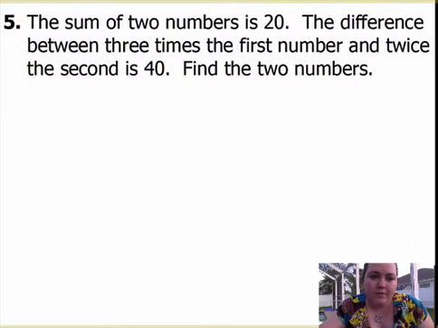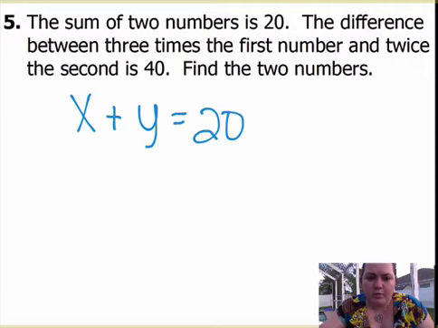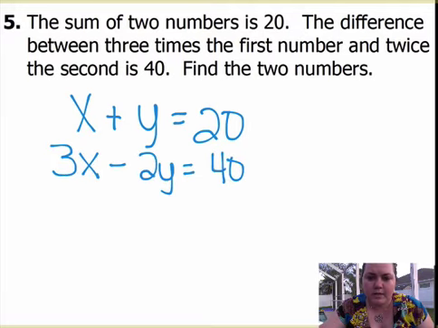Alright, number 5. The sum of the two numbers is 20. So if I add two numbers, I'm going to get 20. The difference between 3 times the first number and twice the second number is 40. So the sum, if I add them, I get 20. The difference, so I'm subtracting 3 times the first number, so that's 3 times x. I'm subtracting twice the second number, that's 2 times y, is going to give me 40.